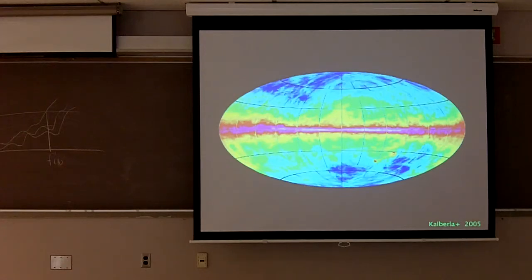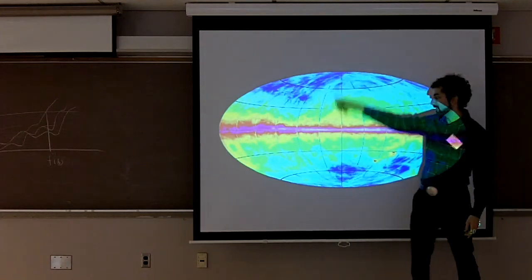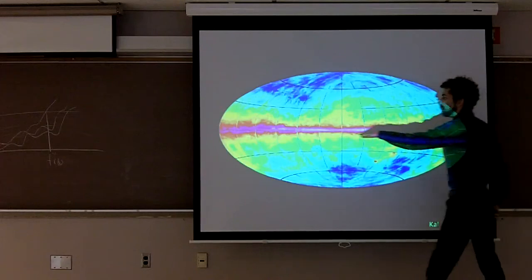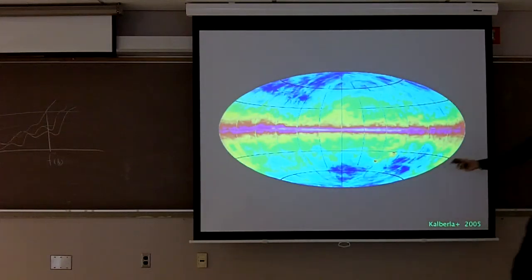So what I'm showing here is the Leiden-Argentine-Bonn survey. This is a survey conducted in neutral hydrogen, 21 centimeter line neutral hydrogen, of the whole sky. And you can see that there is data in the whole sky. It's a full sky covering image. This is an Aitoff projection. So this is galactic north, this is galactic south, and this is the plane of our galaxy. Now I'm showing it crushed.